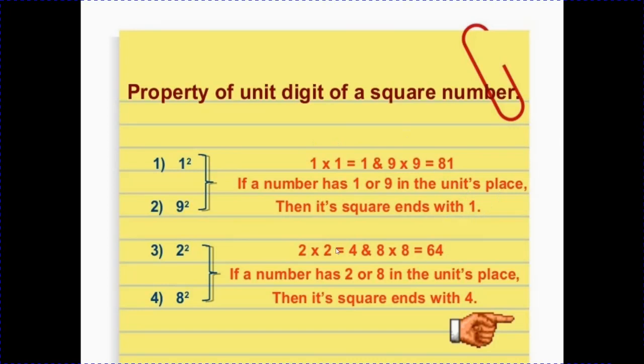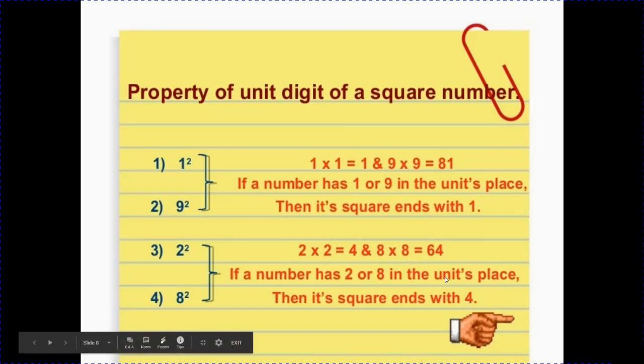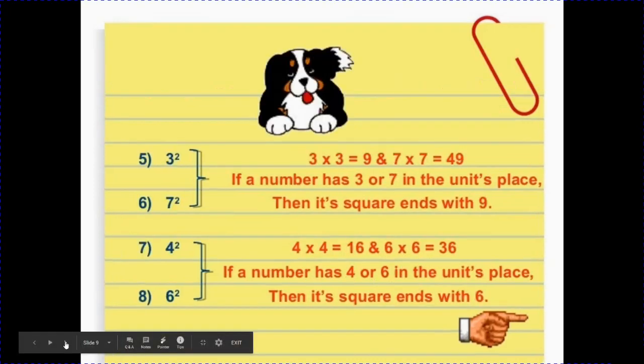Let's see another fact. When a number ends with 2 or 8 at its units place, you get a square which ends with 4. Here, if we have 8 as an example, 8 times 8 is 64. It ends with 4. The square ends with 4, right? Let's move on forward.